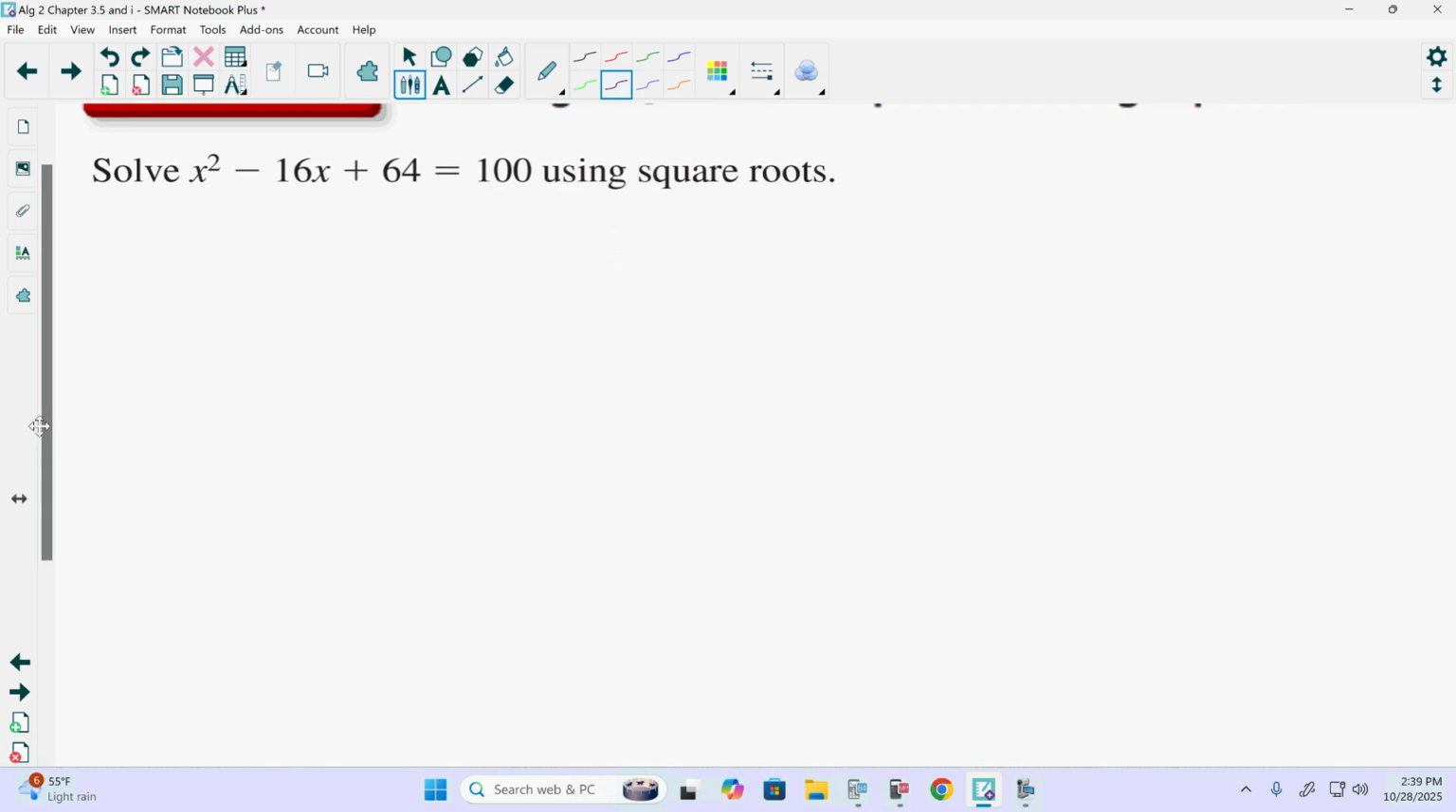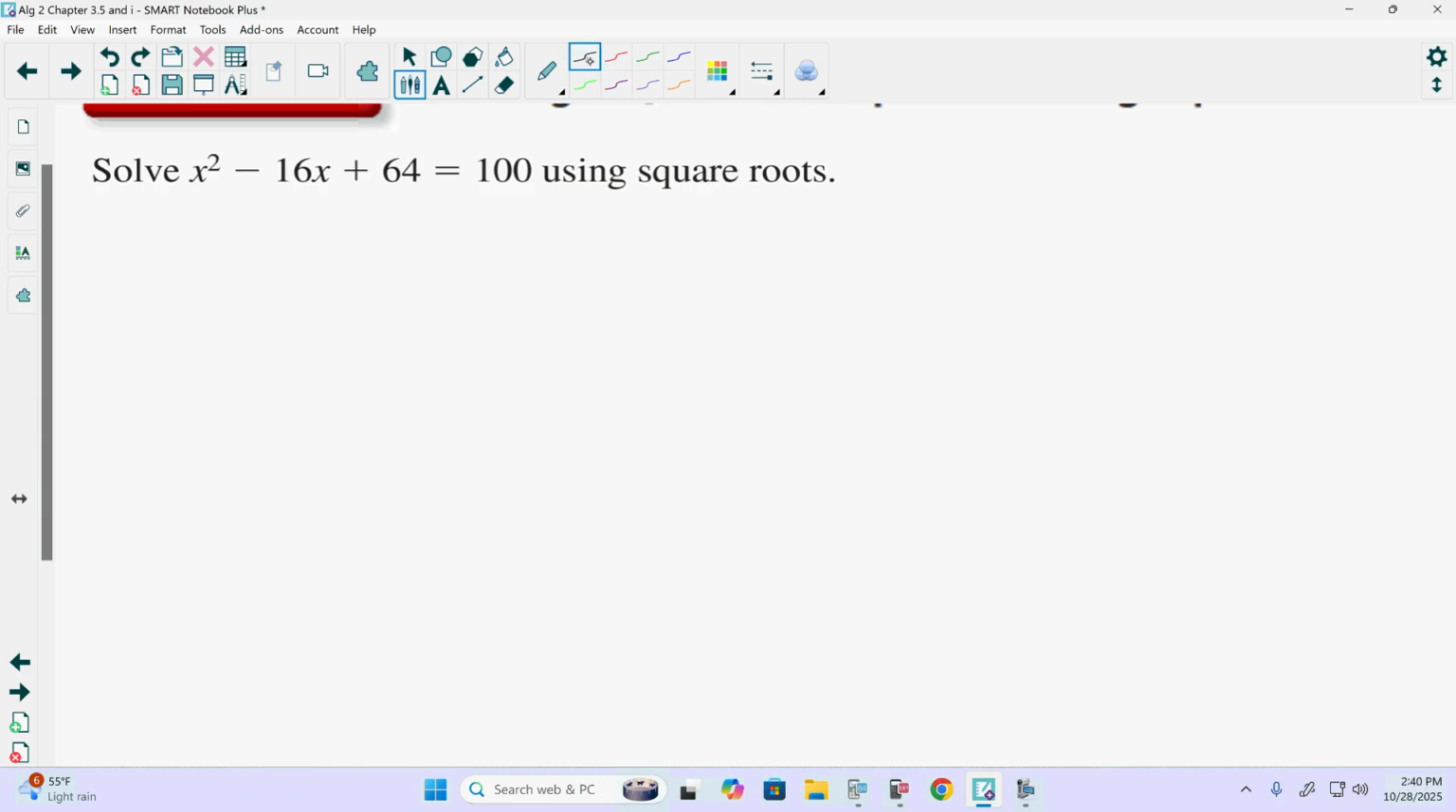So solve x squared minus 16x plus 64. Now, can we just use the square root method on this here? Well, not necessarily, because the square root method only works if the only variable we have is either x squared, or the variable is inside a set of parentheses being squared. We cannot have a middle term. We cannot have x to the first power. So here, having the x to the first power really prevents us from using the square root method.